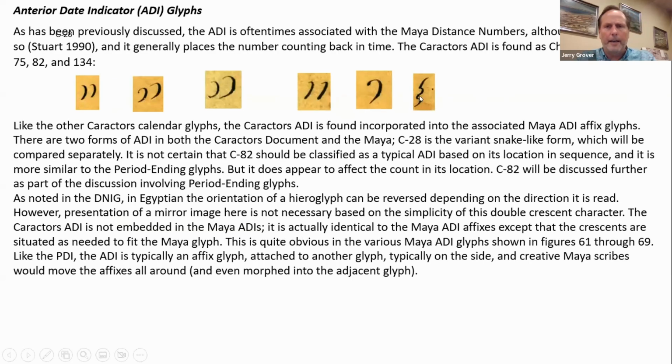Well, then the anterior date indicator, that's a series of crescents. There's also a funky one here, which I'll talk about. And generally it places you, not counting your number forward but back in time. So you'd say before, just like Ronald Reagan says four years later he got elected or something, it'd be four years before. So they would count back from that distance. And like the other calendar glyphs, it's found incorporated and associated with the Maya as well.